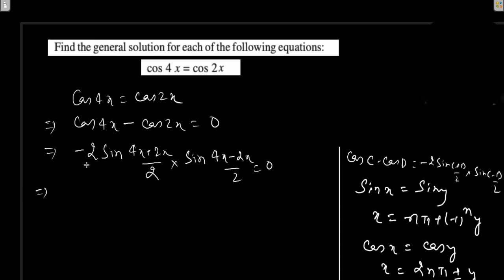Now, when you look at this expression, you can send the 2 to the other side and this becomes sine of (4x plus 2x) by 2, which is 3x, since 6x by 2 is 3x, and (4x minus 2x) by 2 is sine x, equals 0. Now in this case, either sine 3x is 0 or sine x is 0. So I can write either sine 3x is 0 or sine x is 0. Why?